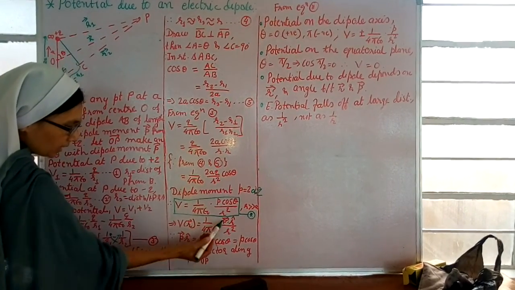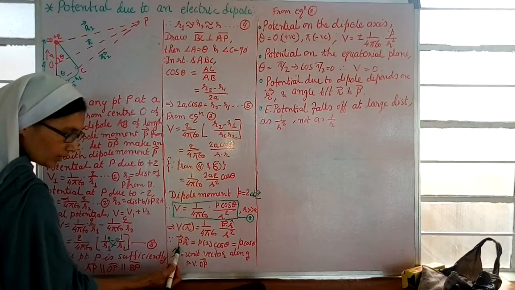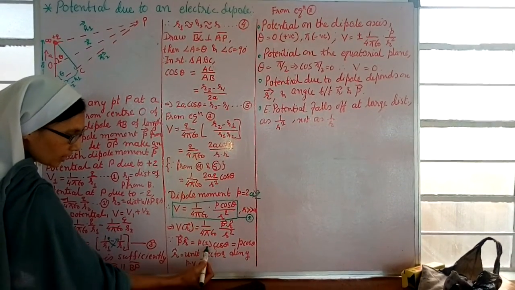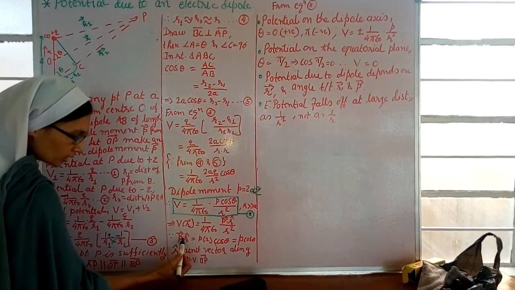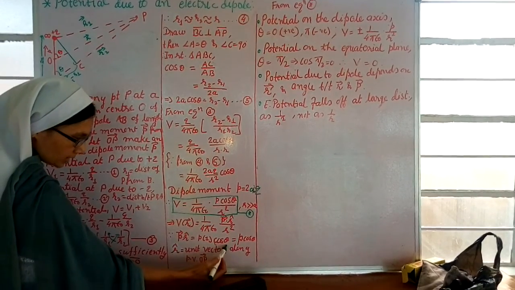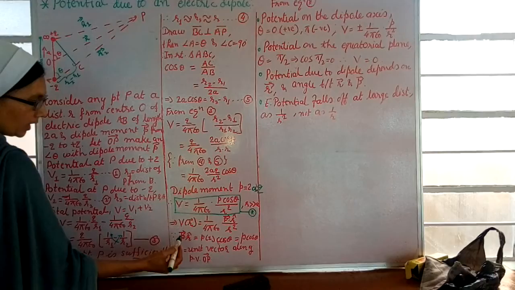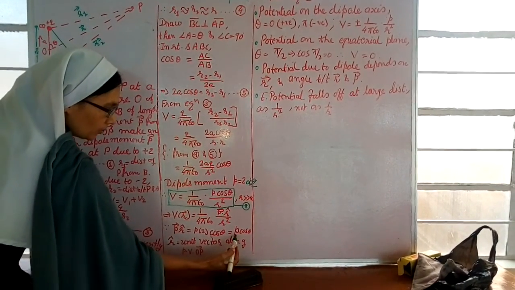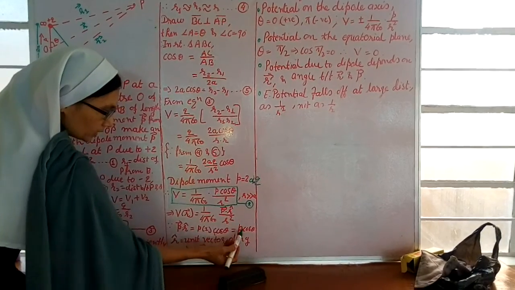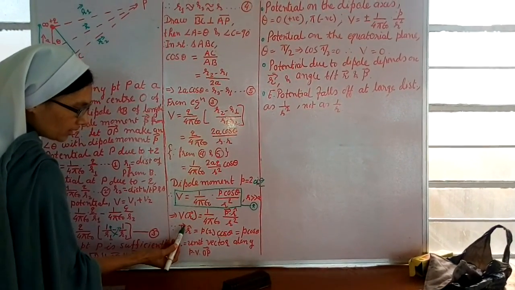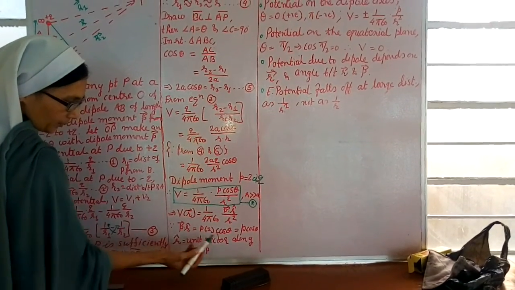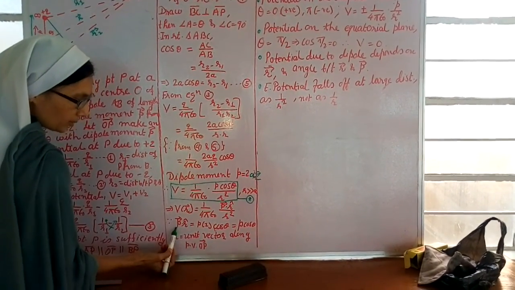Let's try to understand here. This is p dot r cap. p is the dipole moment, and r cap is a unit vector whose value is 1. If I remove the dot product and the vector sign, I write cos theta. So p into 1 into cos theta becomes p cos theta. So this p cos theta is replaced by vector p dot r cap.